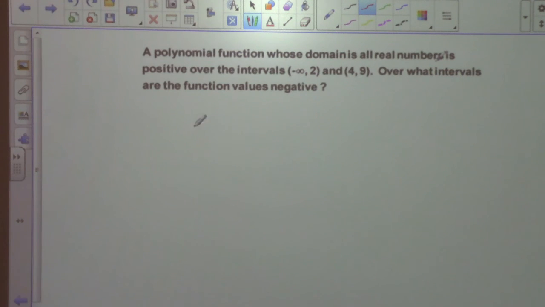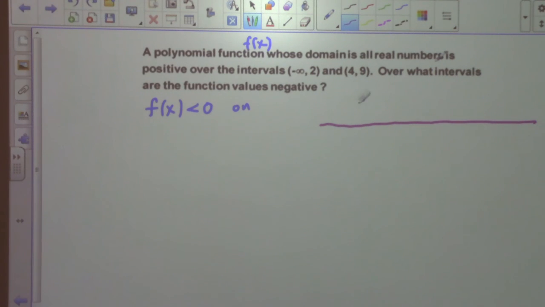So how do we find out? Let's define that polynomial function as f of x. Polynomial function f of x, whose domain is all real numbers, is positive over these intervals. Over what intervals are the function values negative? So we'll say f of x is going to be less than 0 on what intervals? Let me go ahead and sketch something first, okay? I'm not getting a lot of takers here.